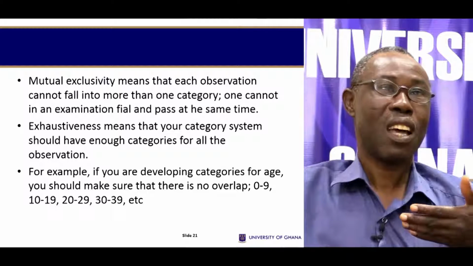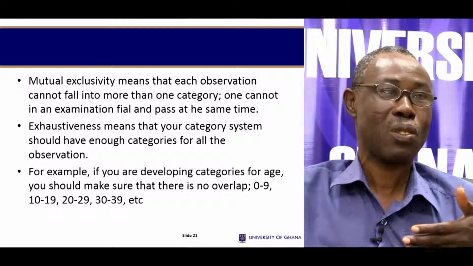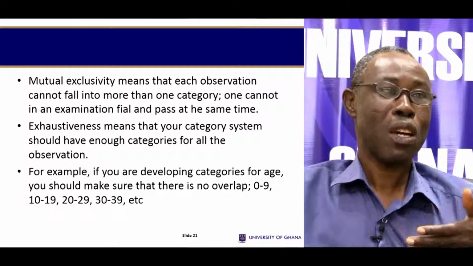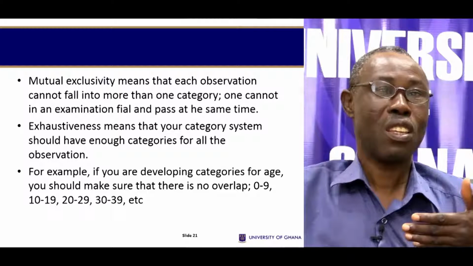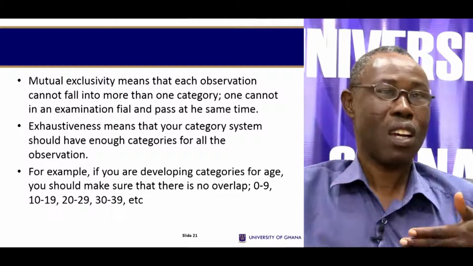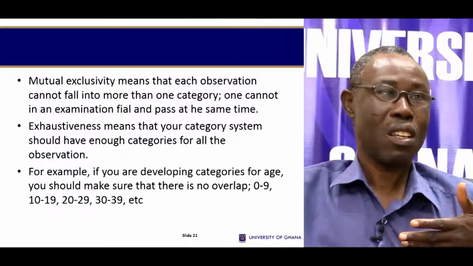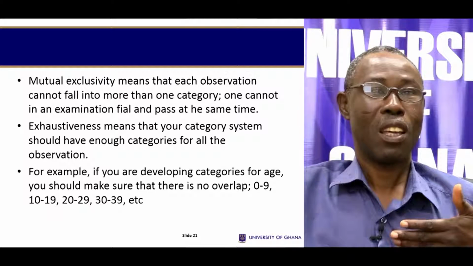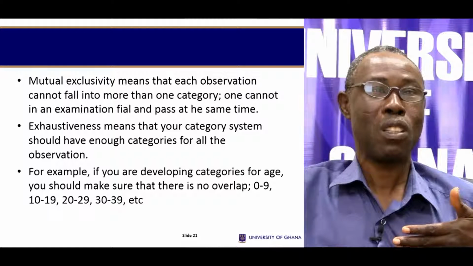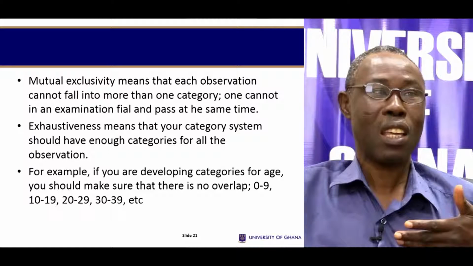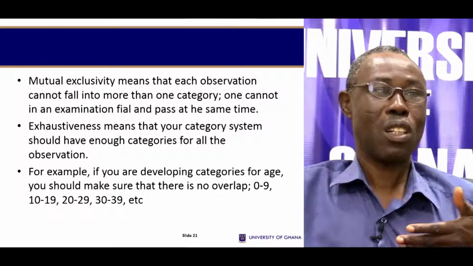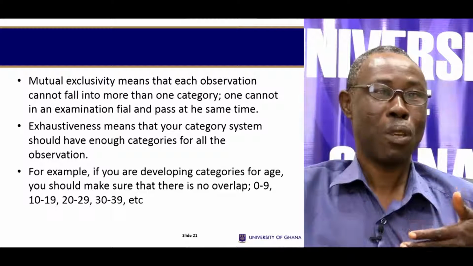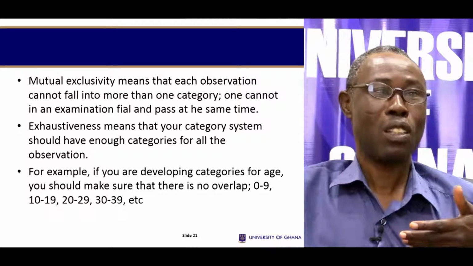Now, when we talk of mutual exclusivity, we also mean that each one is independent of the other. As we look at the systems and the categories, these observations must make you understand that everything must be in order. For example, if you have numbers, the numbers must stand on their own, and must not overlap. If we say it doesn't overlap, it means, for example, if you have 0 to 9, the next category should be 10 up to 19. So you can't repeat the 9. If you repeat the 9, somebody may not be able to know which one to take.